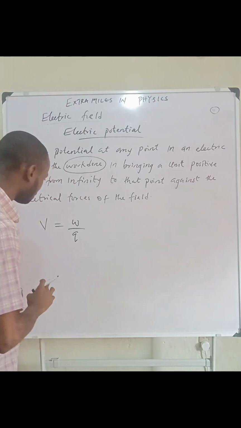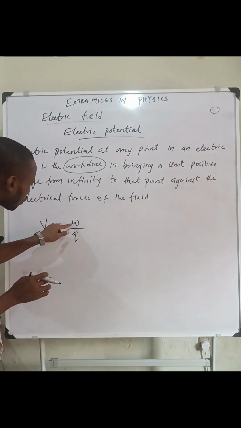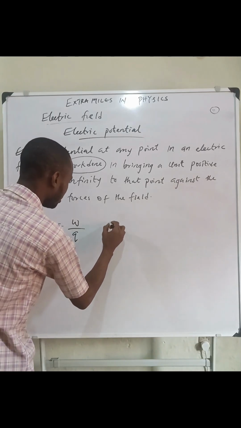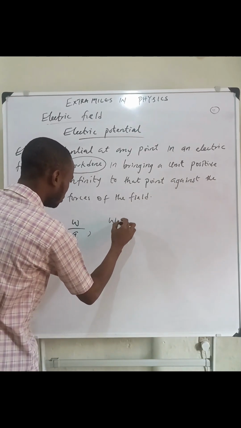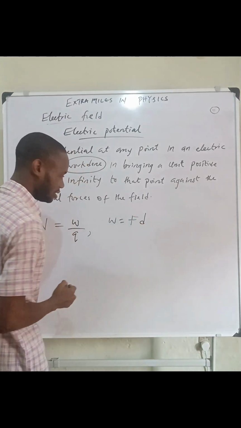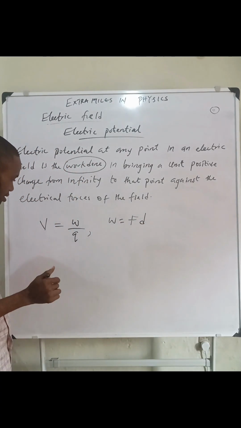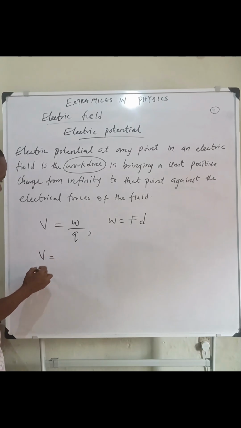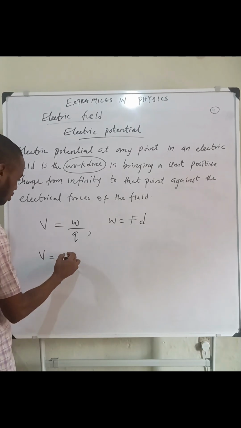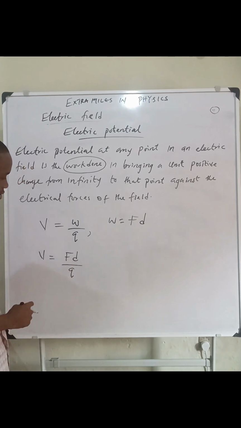Now from this formula, we can equally get two other beautiful formulas. How do we do that? We can say that work done is a product of two things, which is force and distance, right? So if I put this here, I've gotten the second formula. We can equally say that our electric potential is force times distance all over charge. So this is the second formula.